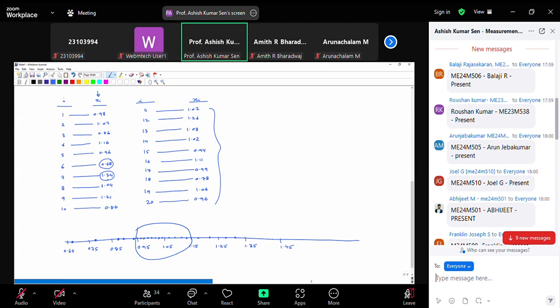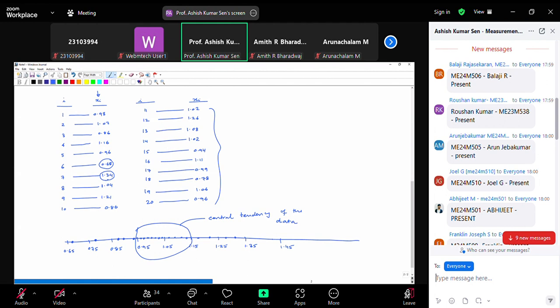Okay, and if you find the mean of this data, you will see that the mean will be lying somewhere in this range. So this is known as the central tendency of the data. This clustering of the data around the mean value is known as the central tendency of the data.